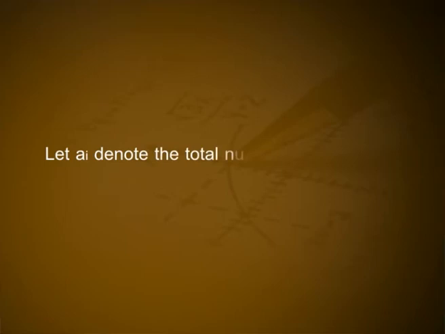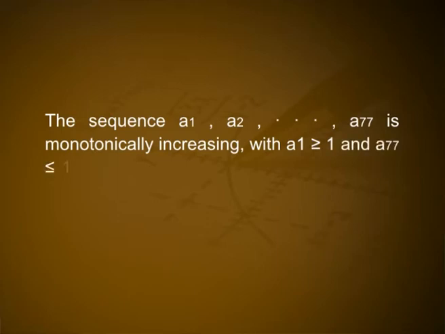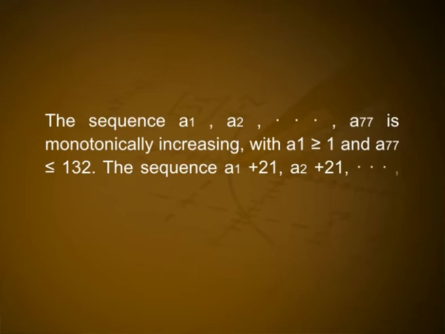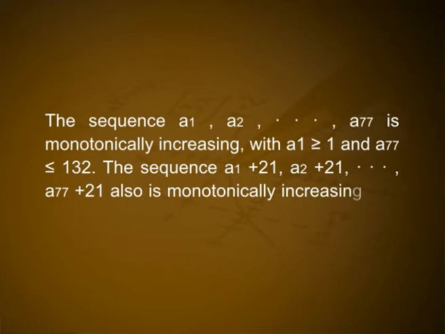Let Ai denote the total number of games she plays up to the ith day. Then the sequence A1, A2, etc., A77 is monotonically increasing with A1 greater than or equal to 1 and A77 less than or equal to 132. The sequence A1 plus 21, A2 plus 21, etc., A77 plus 21 also is monotonically increasing with A77 plus 21 less than or equal to 153.